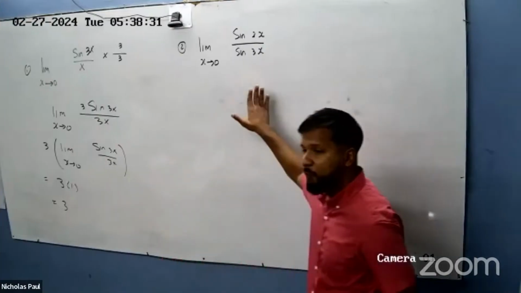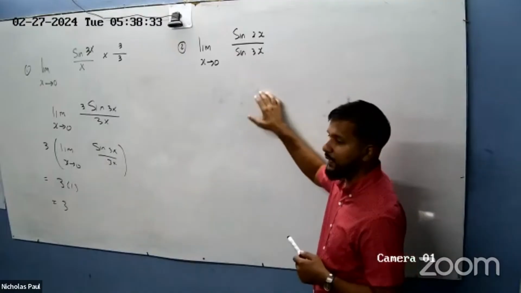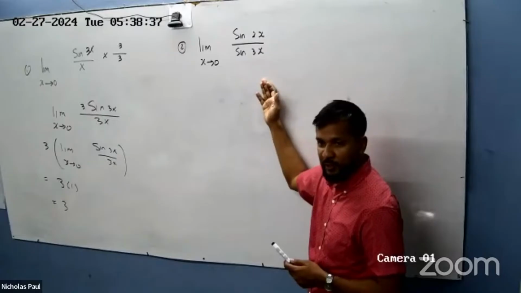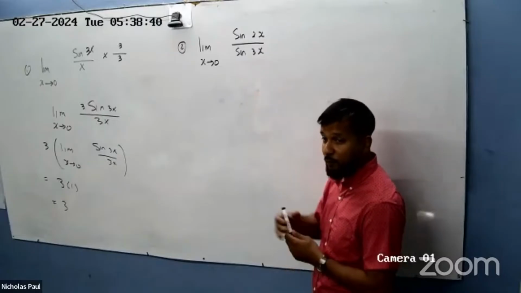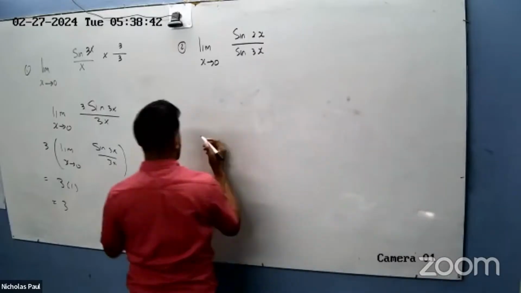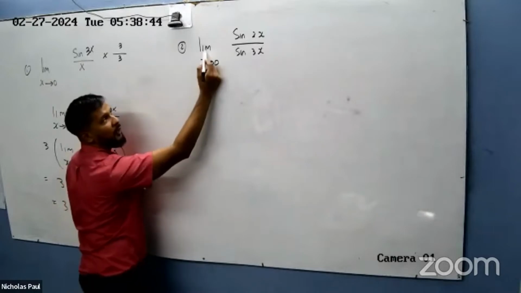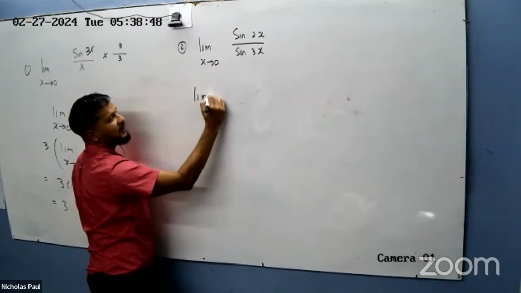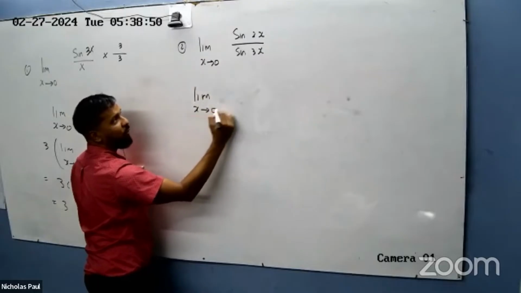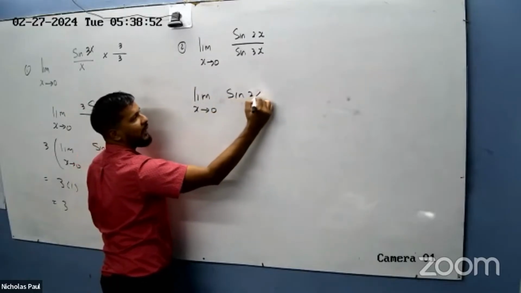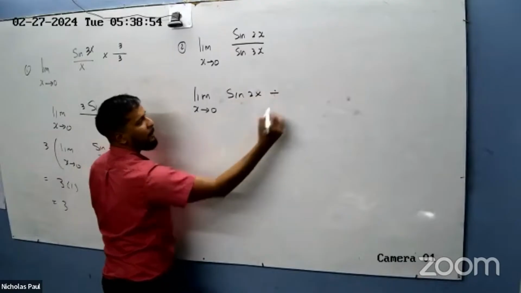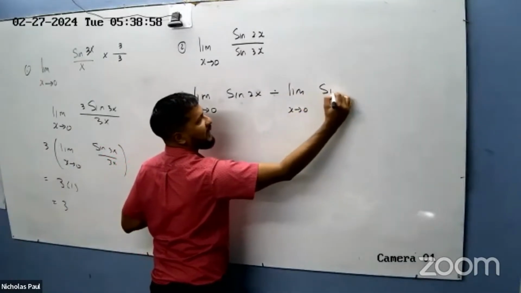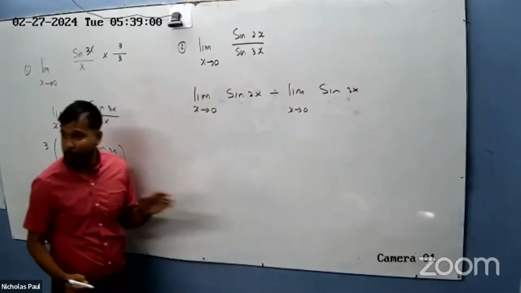In order for this to work, it has to be sine 2x on 2x, sine 3x on 3x, correct? So how are we going to achieve that? What we're going to do is use the limit quotient rule, we're going to split it up. So we get the limit as x approaches 0 of sine 2x divided by the limit as x approaches 0 of sine 3x. These are the proper steps to take.